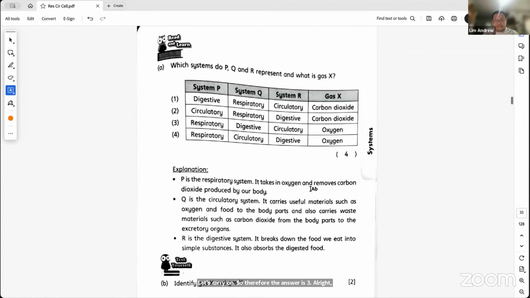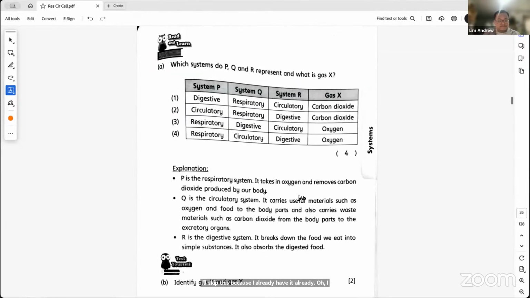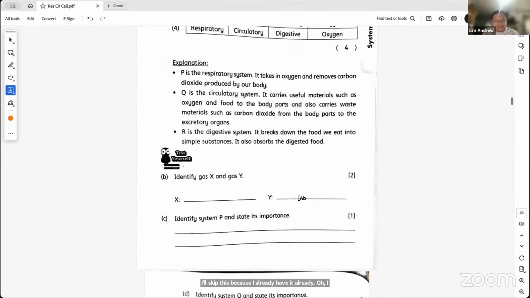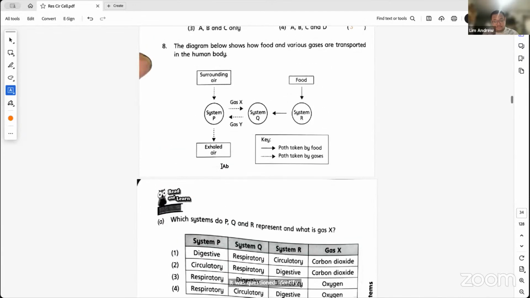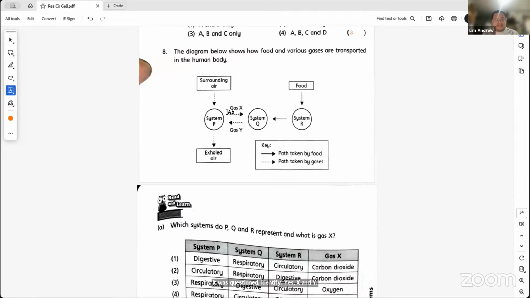I'll skip this because they already have it. Oh, I can't skip this. So I'll carry on. Okay, first question. Identify gas X and Y. So gas X is here from system P to Q. Gas Y from system Q to P.